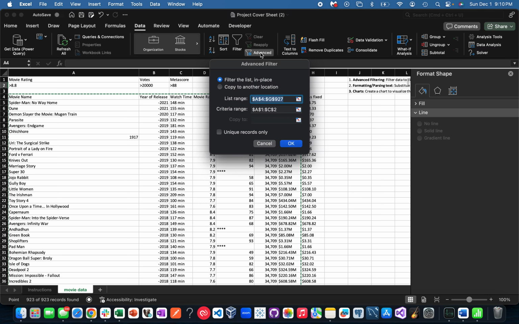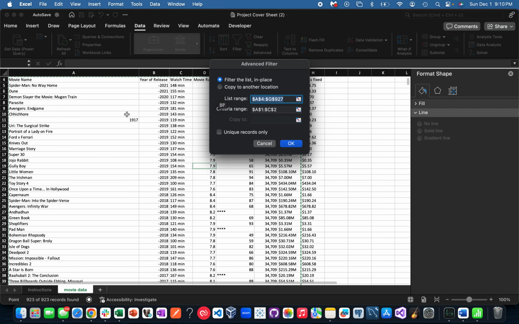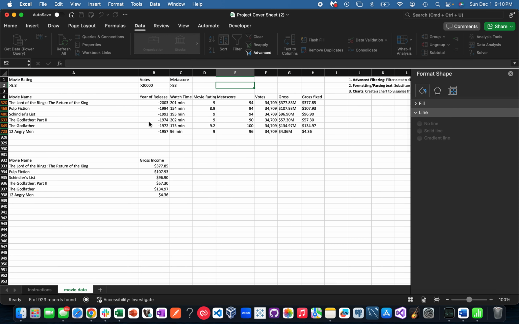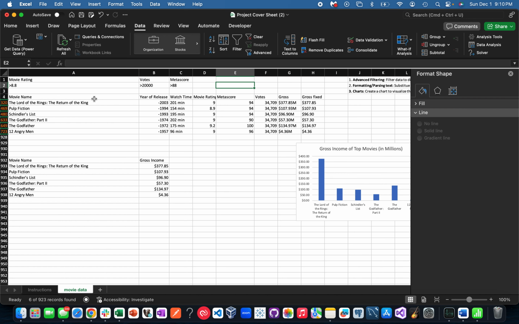Our advanced filtering is already set to these ranges. So we have all of our data here in the list range, and then the criteria range is looking at movie rating, votes, and Metascore. So we press OK, and it should filter to these top six movies. We see that everything is matching accordingly.